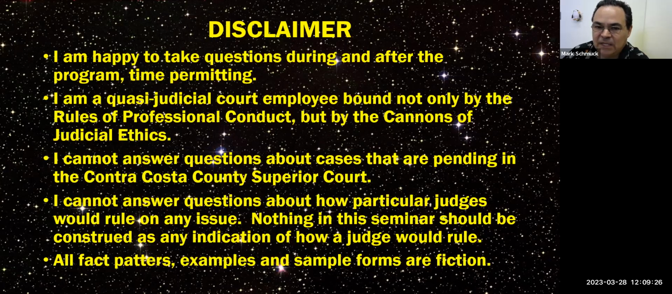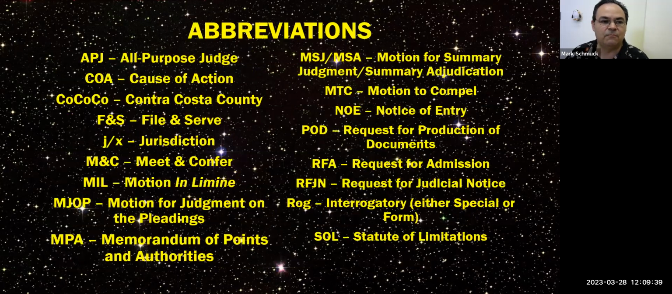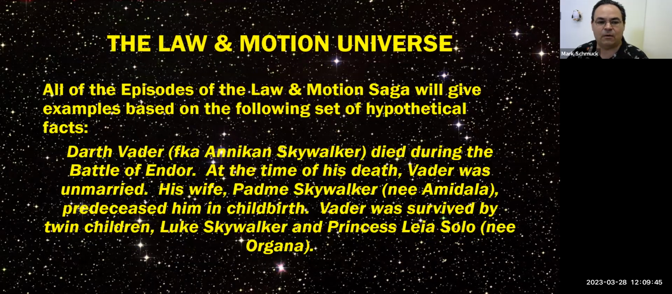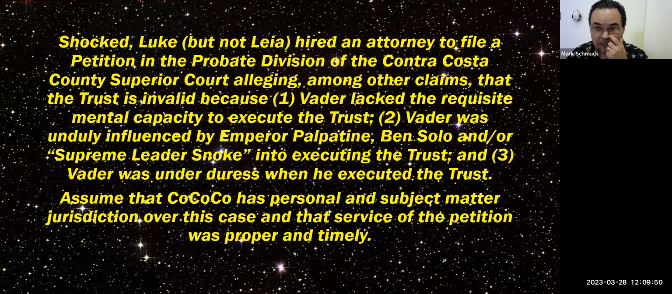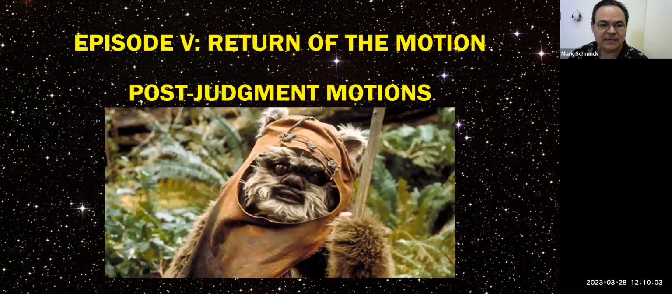And as we have come to get used to on this series, everything that we talk about in terms of fact patterns and forms are complete fiction, coming right off the top of my head based on the Star Wars universe. We've seen the abbreviations before in the program materials, and then we've got our fact pattern. Today, we are going to also assume that Luke Skywalker has won his judgment. He was able to get the Darth Vader Revocable Trust invalidated by judgment. And we are going to talk about what happens after the court has made its decision.